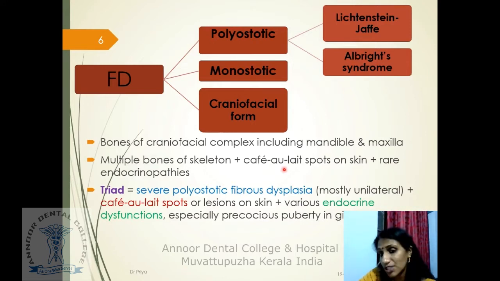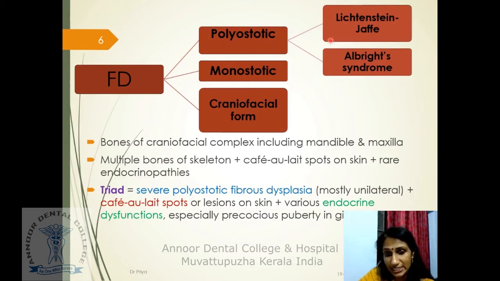So you will get pigmentation on the skin, and also along with the pigmentation you will have endocrinopathies where there is hormonal change happening, especially related to your sexual hormones. So when you have a combination of all these three, that is multiple bones affected, you have pigmentation, and you have the endocrine system being affected, all these three together will give rise to a subtype of fibrous dysplasia, that is McCune-Albright syndrome. So in McCune-Albright syndrome, all the three characteristics you can see.